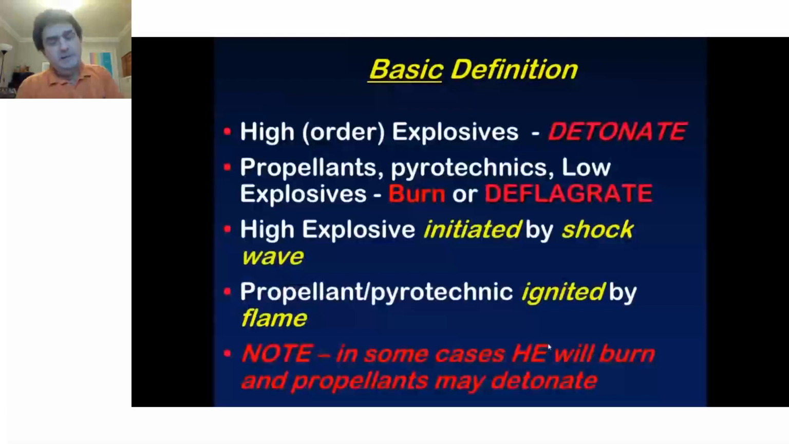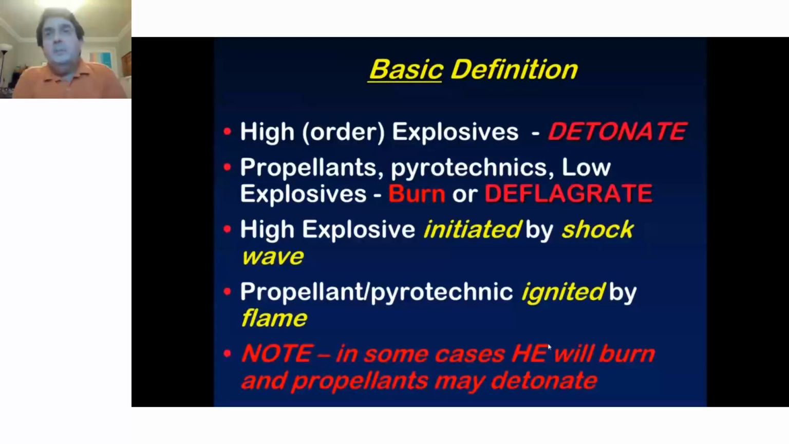So some basic definition of the use of terminology in English for explosives. So high explosives detonate, so high order explosives detonate. Propellants, pyrotechnics are low order explosives. They burn or deflagrate. It can still be a very violent burning or deflagration. High explosives are initiated, that means detonation, by a shock wave. And propellants can be ignited by a flame.